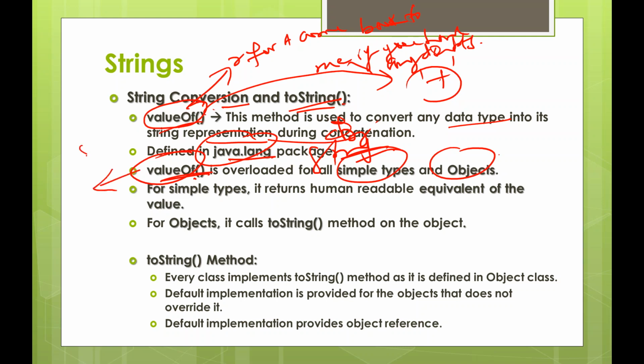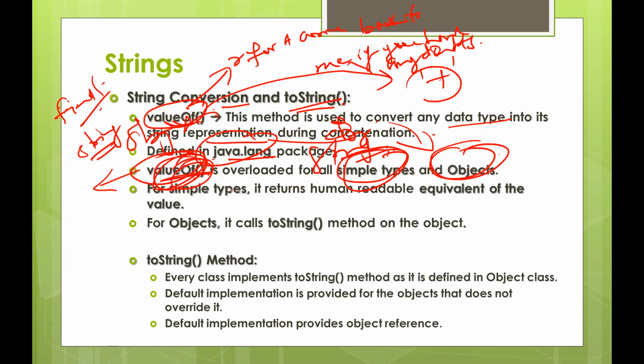Any method that is defined in the String class is a final method, okay, because the class itself is final, right? You cannot inherit and override or make any changes to that particular class. But we are overloading valueOf for other objects. So I think it is defined in the Object class. Okay. So it is overloaded for simple types and objects.